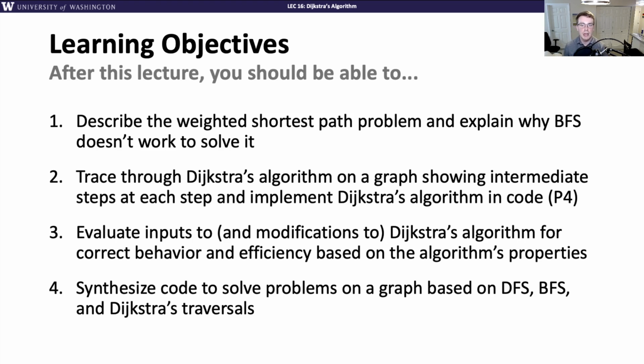Today's learning objectives are going to be to have you describe the weighted shortest path problem and explain why breadth first search doesn't work to solve it. We want you to trace through Dijkstra's algorithm on a graph, showing intermediate steps, and to implement Dijkstra's algorithm in code. We're going to talk about what this algorithm is, and we want you to be able to implement it on Project 4. So it's okay if you can't implement it after today.